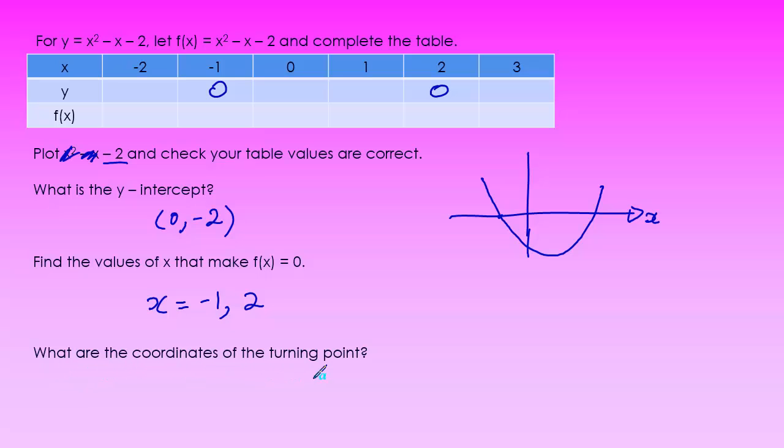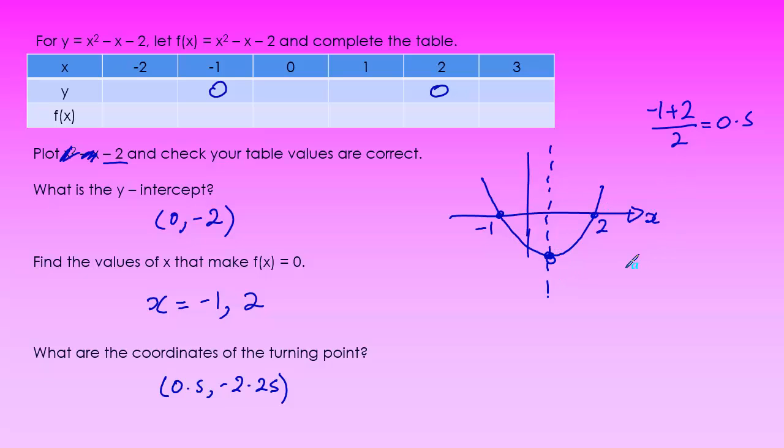What are the coordinates of the turning point? Well, we looked that up while we had the graph, and the turning point was at 0.5 and negative 2.25. And something to note is that parabolas are always symmetrical. So if this was at negative 1 and this was at 2, halfway between those, if we take the average of those, that does give us 0.5. So the turning point always will lie midway between these 2 points, where f of x is 0.